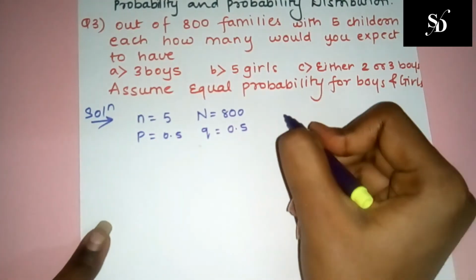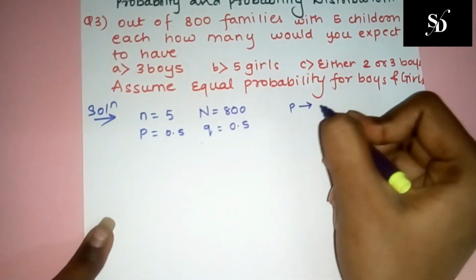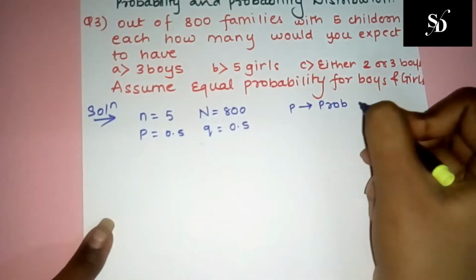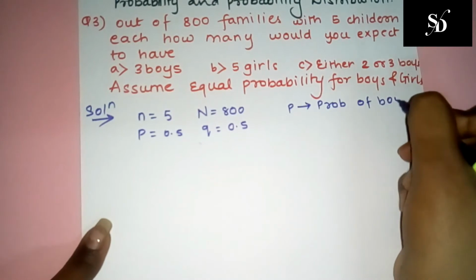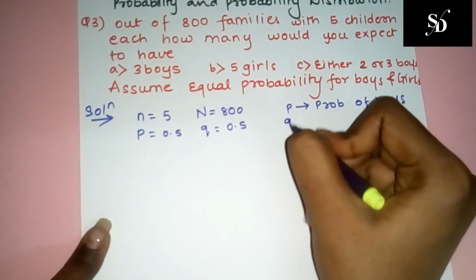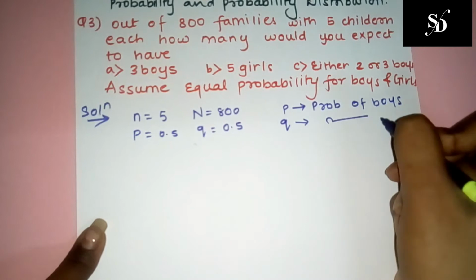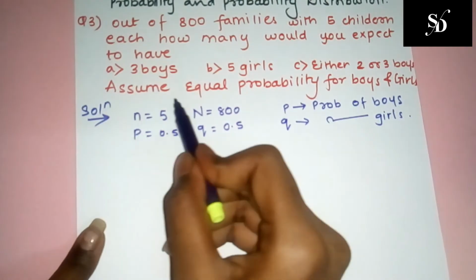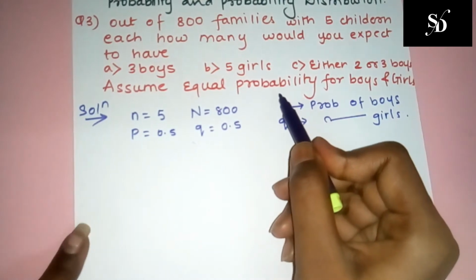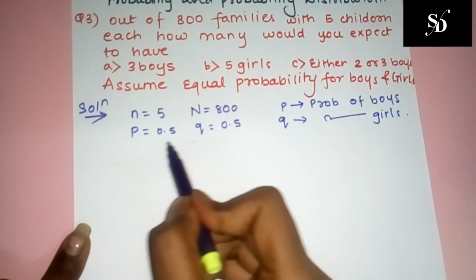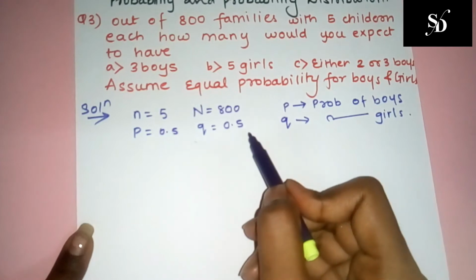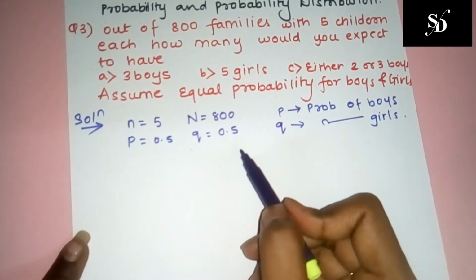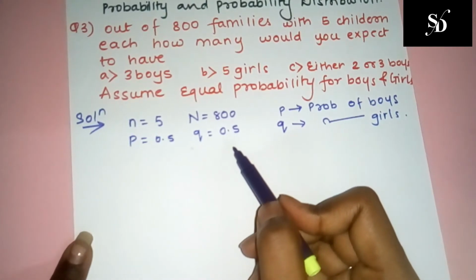Here we'll take P as the probability of boys and Q as the probability of girls. Because they have told us to assume equal probability for boys and girls, boys will be 0.5 and girls will be 0.5. So now we'll proceed with the sum.